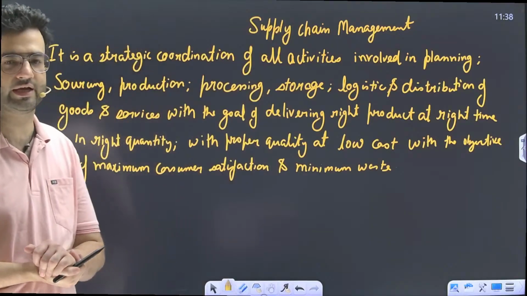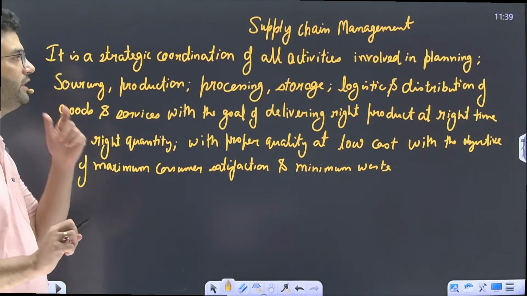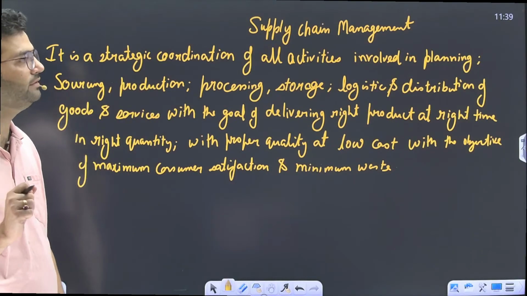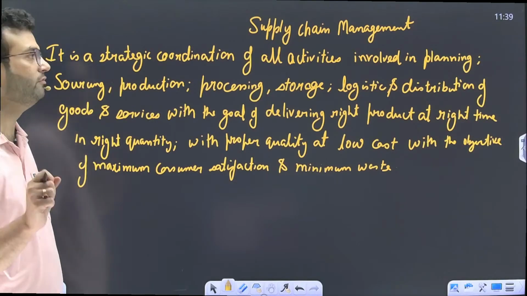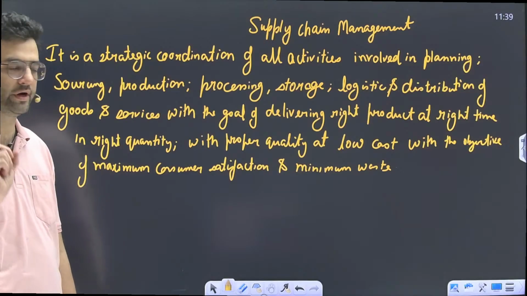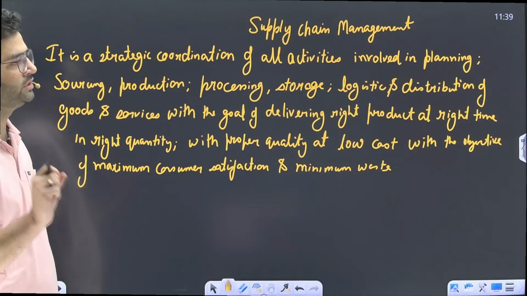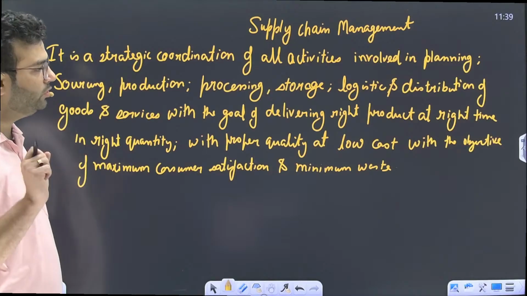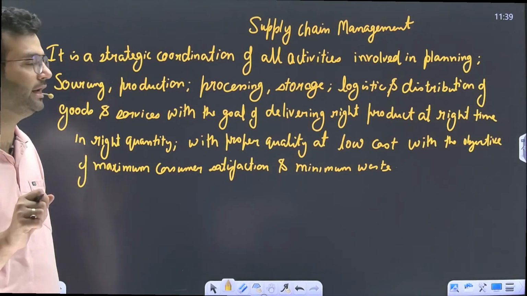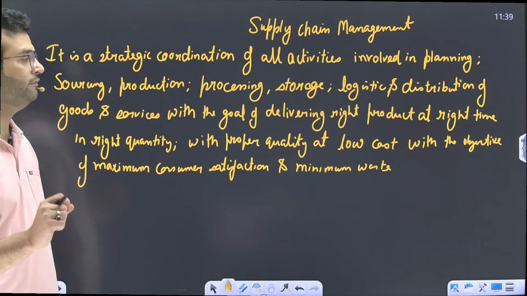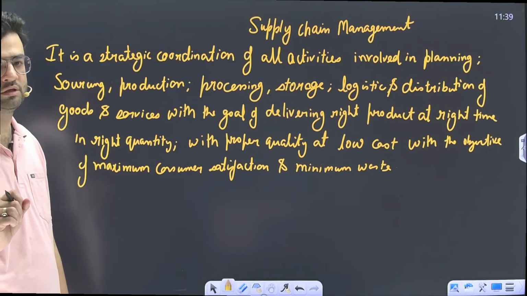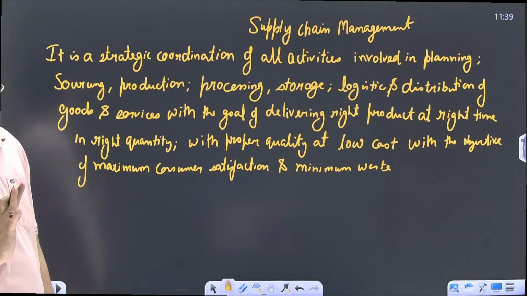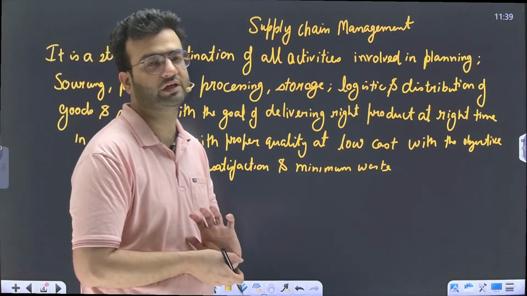Now, what is supply chain management? Again, I'll explain. It is the strategic coordination of all activities involved in planning, sourcing, production, processing, storage, logistics and distribution of goods and services, with the goal of delivering the right product at the right time in the right quantity with proper quality at low cost, with the objective of maximum consumer satisfaction and minimum waste.